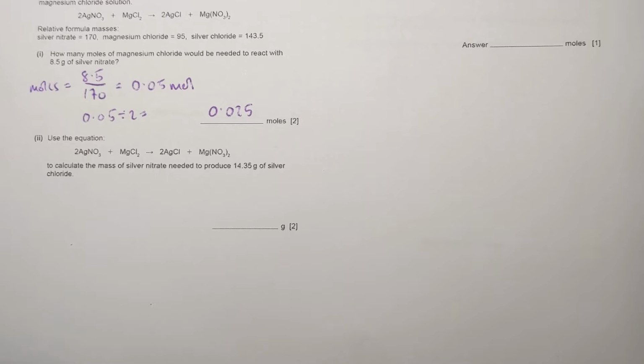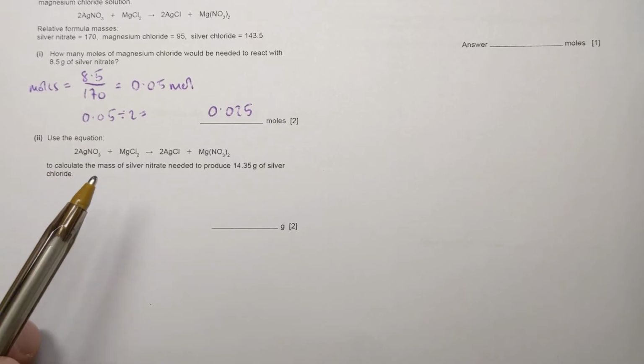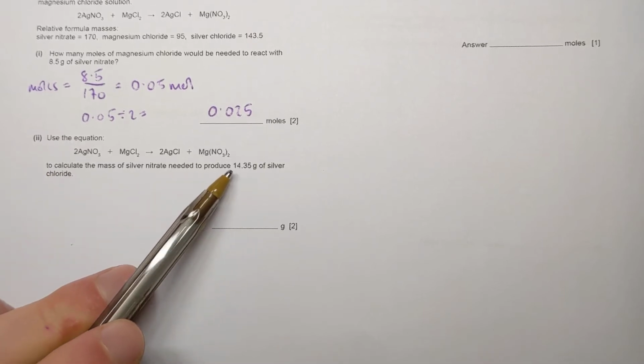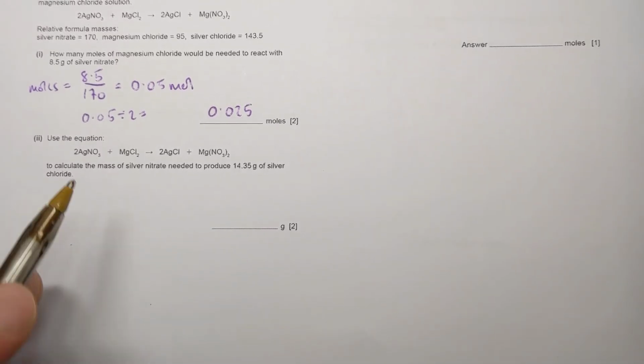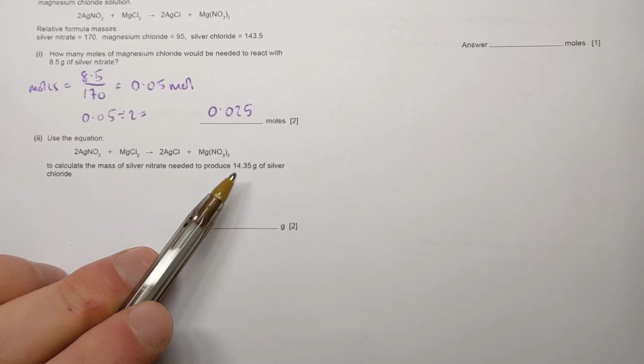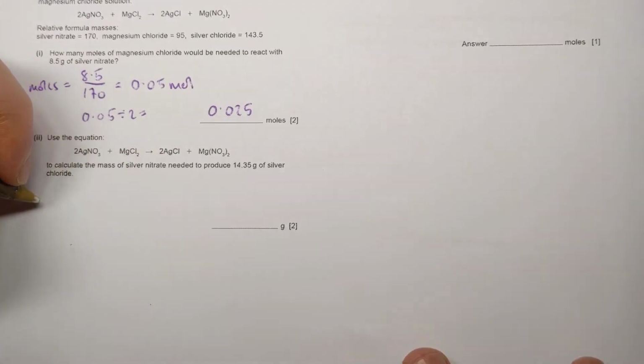Part 2, it wants me to use that equation to calculate the mass of silver nitrate needed to produce 14.35 grams of silver chloride. So I'm having to work backwards a bit here. It's given me 14.35 grams of silver chloride, so I need to work out the moles of it first.